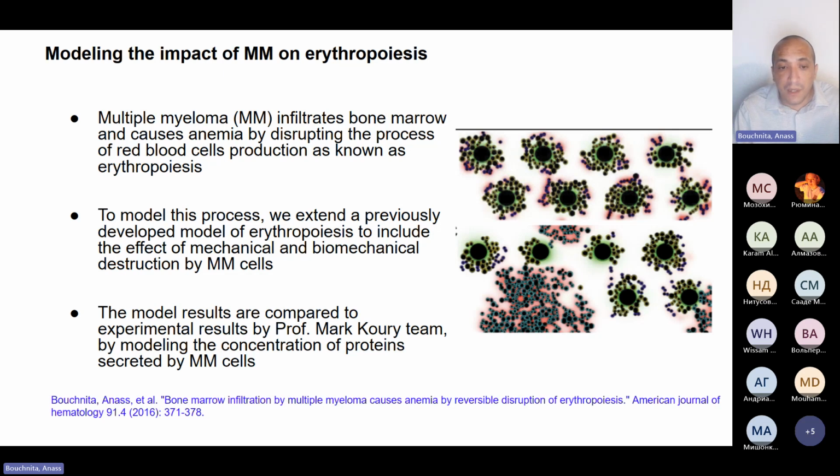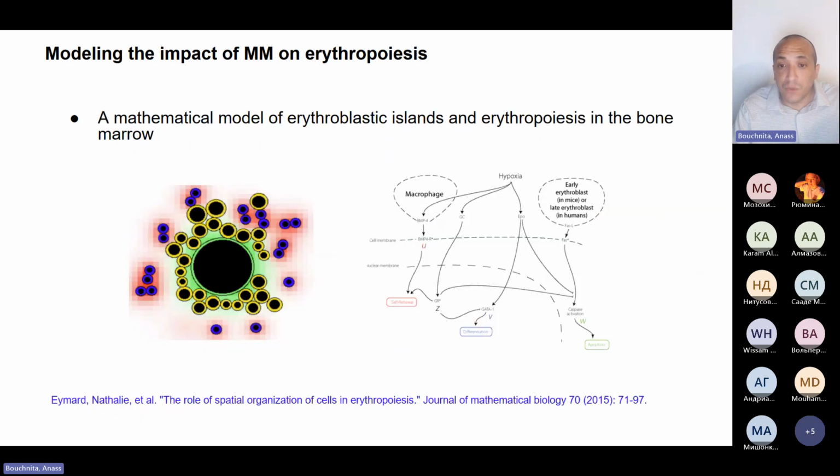This work, we did it with a team of Professor Mark Curry, who did the experiments, and we were able to validate the model. Regarding the model, it builds on a previous model of erythropoiesis, red blood cell production in the bone marrow, which provides a feedback that leads to the development of the erythroblastic island. If we look at the bone marrow, there is what we call the erythroblastic island, which is a structure of cells.